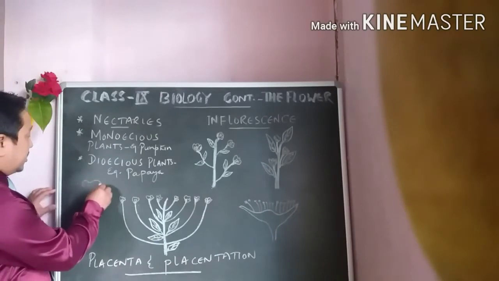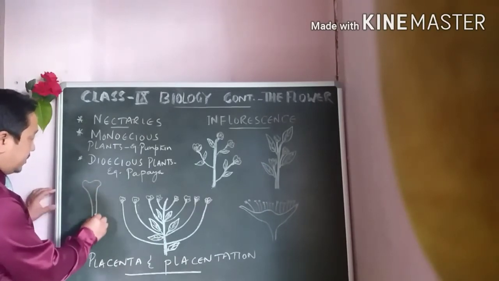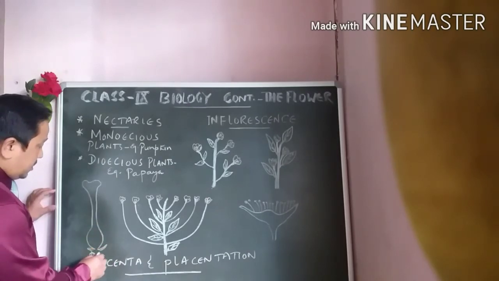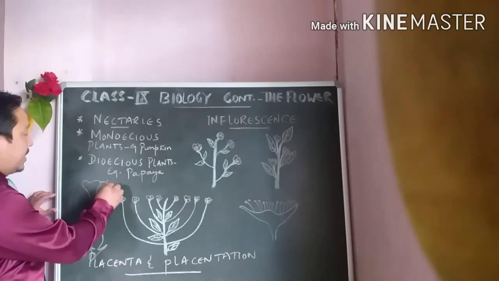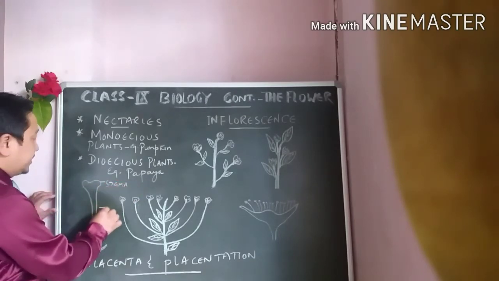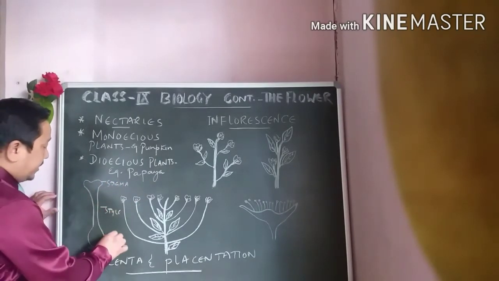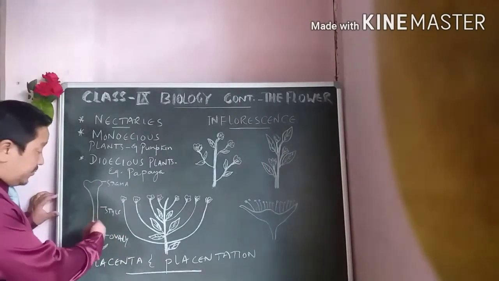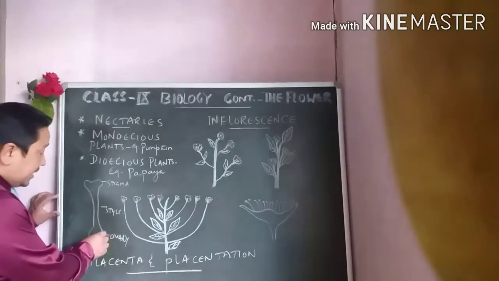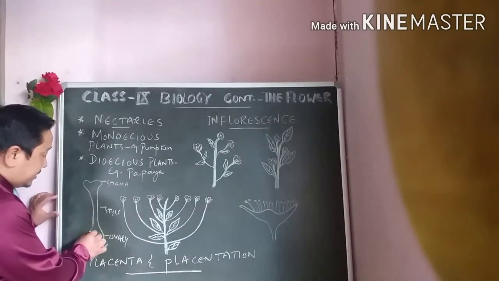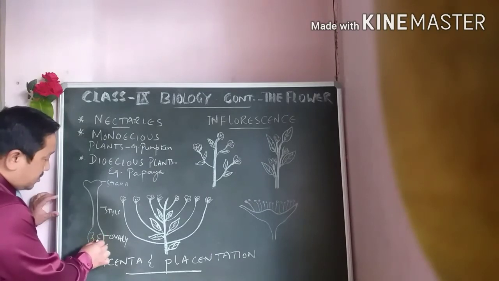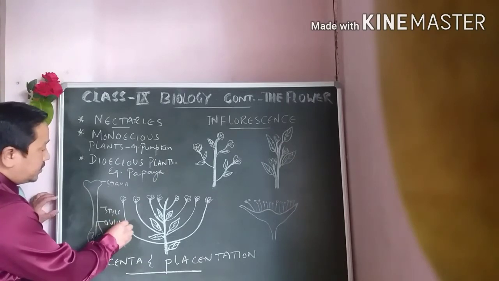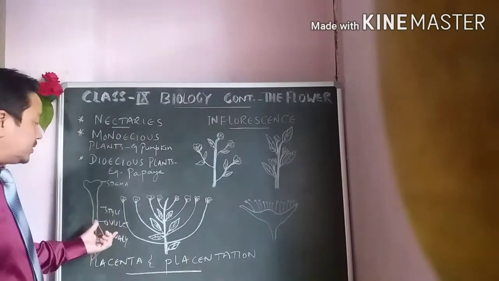Suppose this is your pistil. Here this is your stigma, this is the style and this is the ovary. Then if you dissect the ovary, inside you find structures like this. These structures are called ovules.